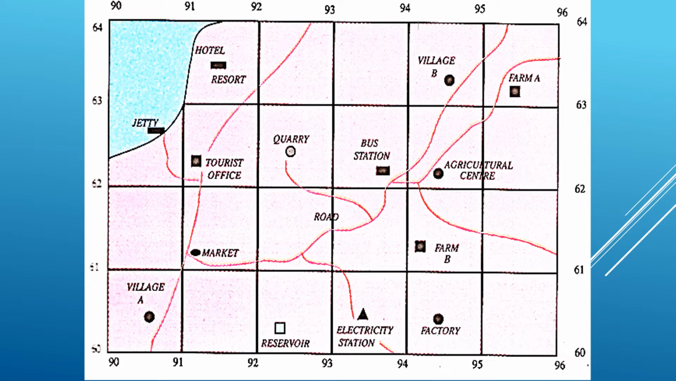Now we're looking for the six-figure grid reference of the quarry. We know already from the previous lesson that it is 9262, which is the four-figure grid reference. So here we're emphasizing easting 92, northing 62. Once again, we start by reading the easting, then the northing. Now let's get a little bit more technical.